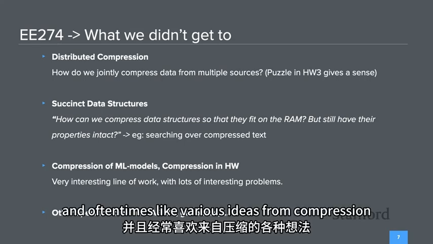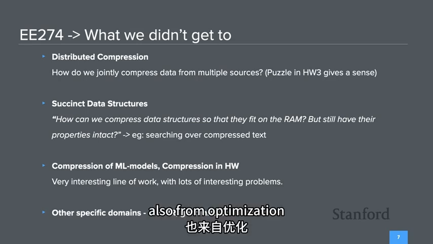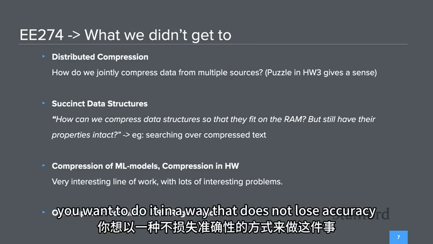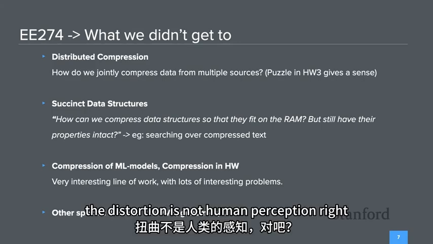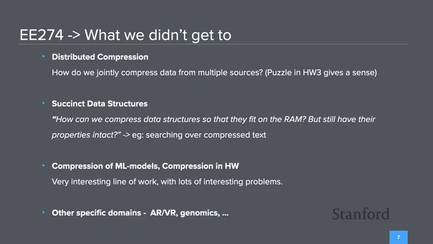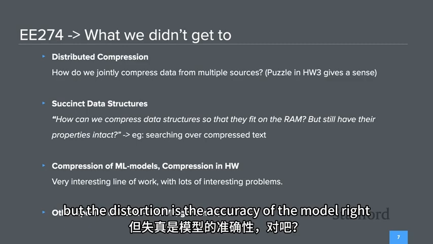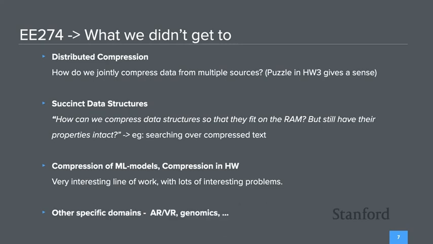And oftentimes various ideas from compression are useful there, also from optimization. So you want to do it in a way that does not lose accuracy. So it's a form of lossy compression where the distortion is not human perception, right? There is no human perception related to the weights of a neural network, but the distortion is the accuracy of the model, right? You want to lossily compress it in a way that it does not lose its accuracy.